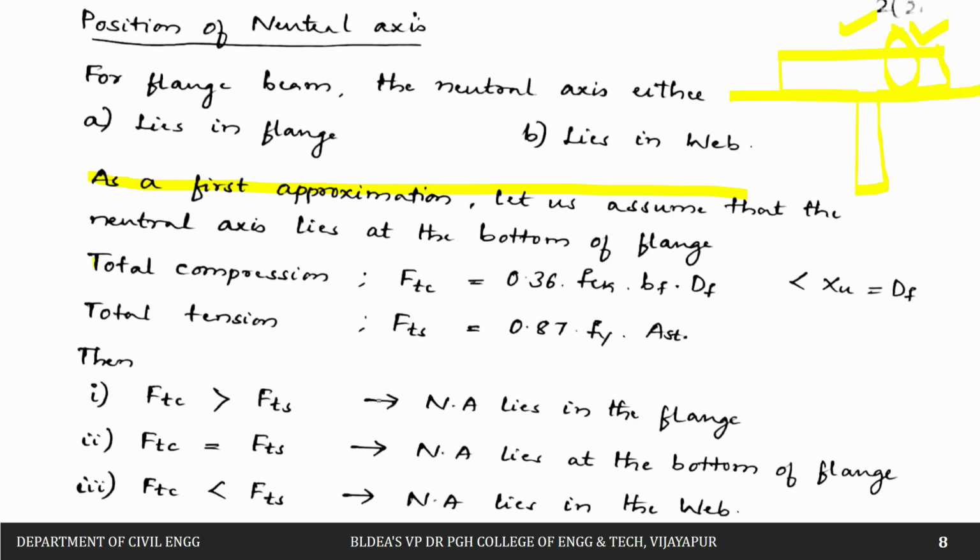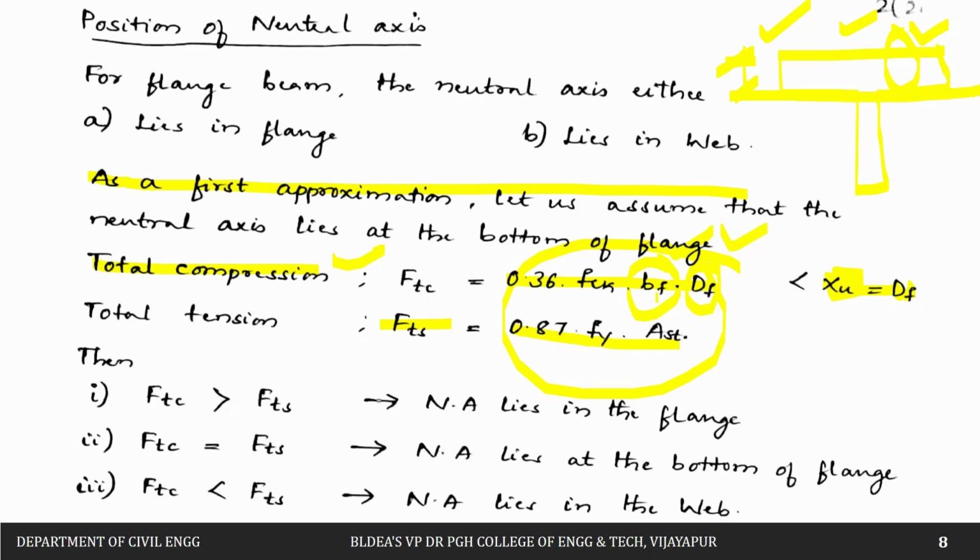The total compression we have already calculated for the rectangular section is 0.36 fck b D, where b and D were the breadth and depth of the rectangular section. Now as it is a flanged section, b will be the width of the flange and D will be the depth of the flange. When the neutral axis lies within the flange, the total tension will be equal to 0.87 fy Ast. So when it is lying within the flange, it will be similar to our rectangular section itself.